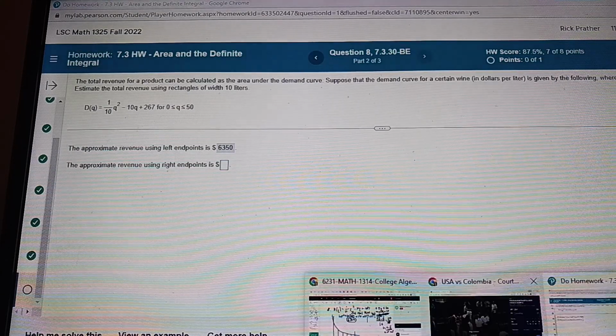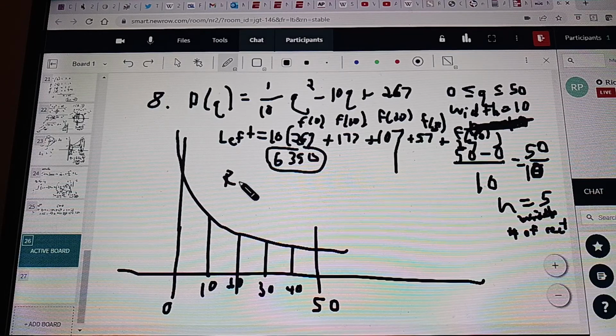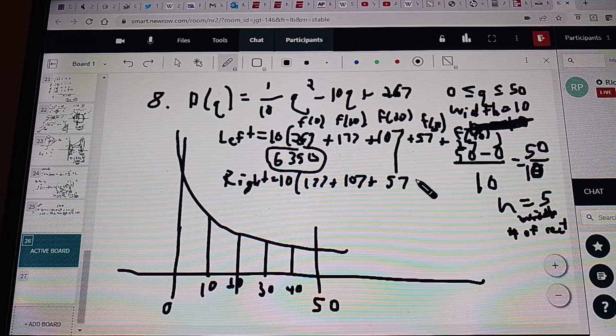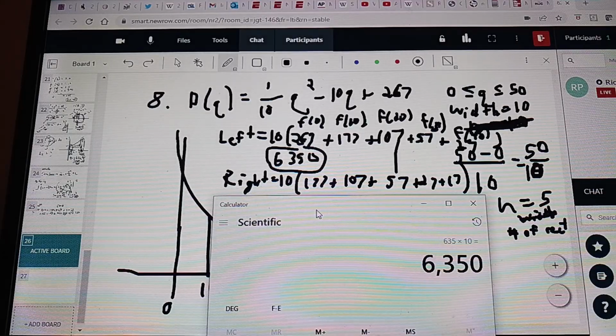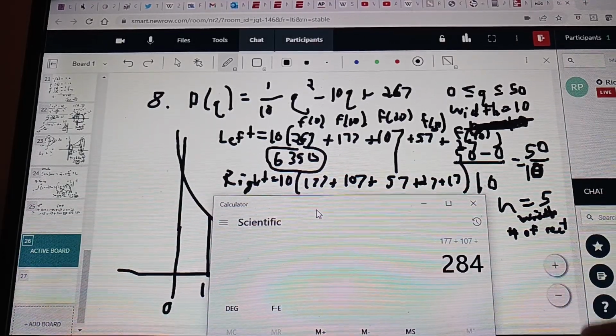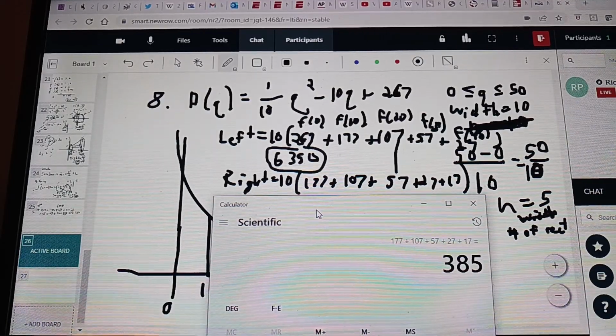So the right endpoints, it still has a width of 10. But now you're not going to use the 267. Your first 4 answers will be these last 4 here: 177, 107, 57, 27, and then I already calculated it, so the other one is 17. But it's technically f of 50. So now add those 5 together. 177 plus 107 plus 57 plus 27 plus 17. Multiply this by 10, 3850.